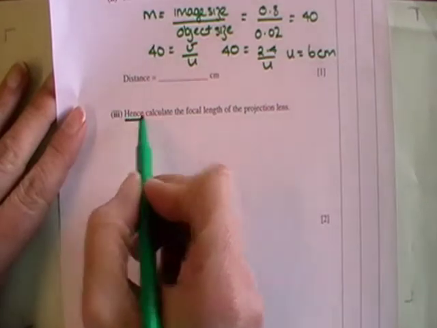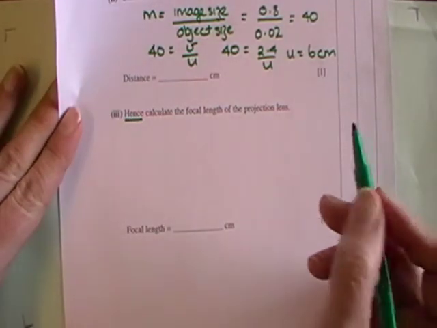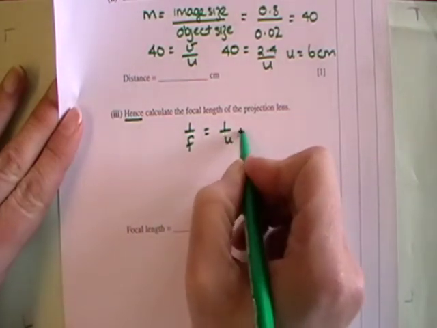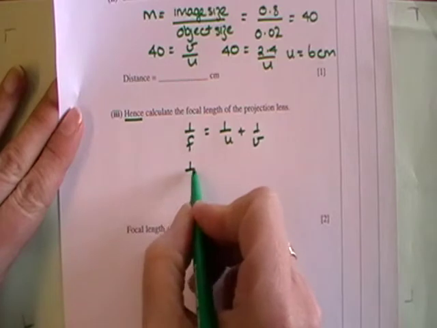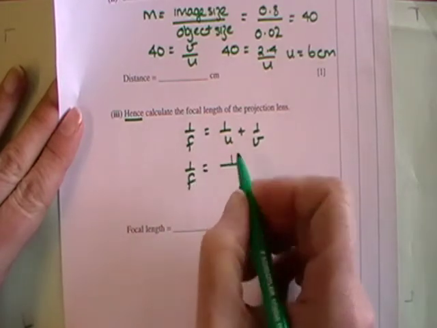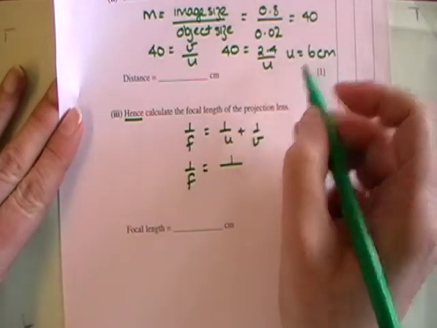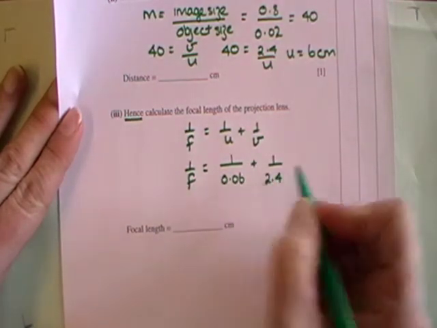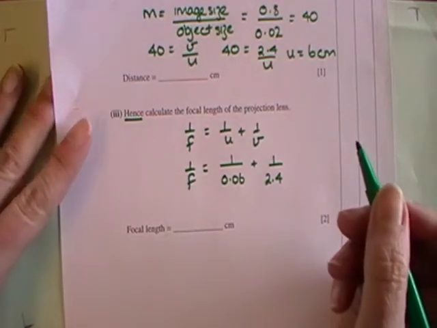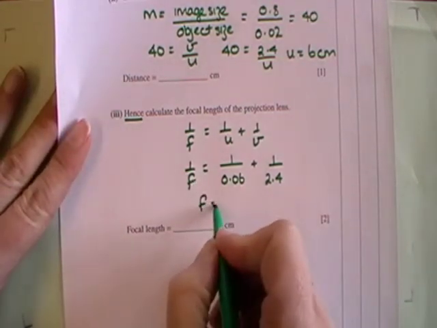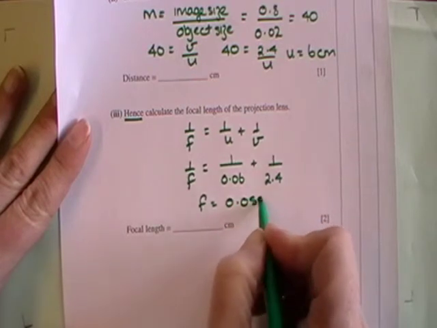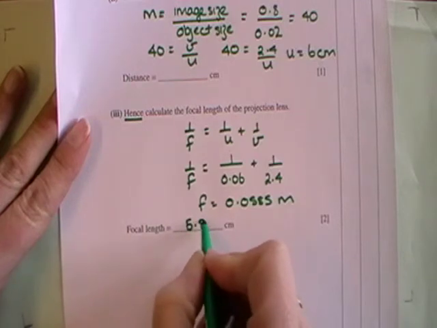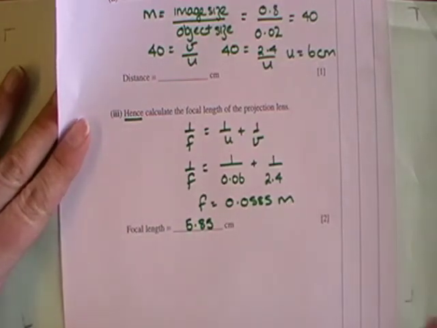Hence, in other words, using your previous answer, calculate the focal length of the projection lens. We must use the lens law. 1 over F equals 1 over U plus 1 over V. 1 over F we want to find. U is 6 centimetres, so it's 0.06 metres, plus 1 over 2.4. When we rearrange that and calculate it, we find that F is 0.0585 metres, which we then convert to centimetres as 5.85 centimetres.